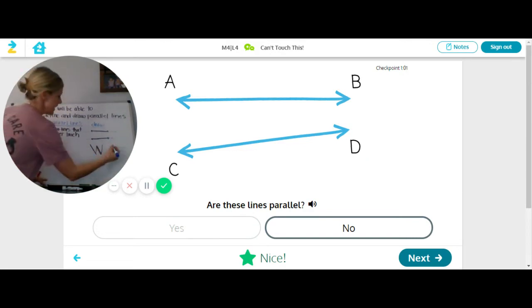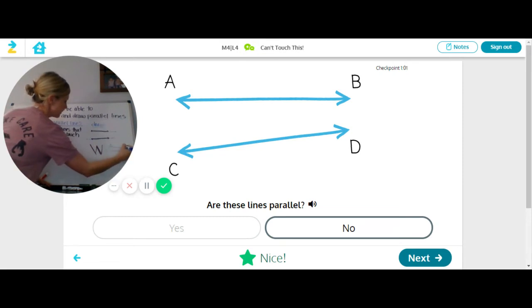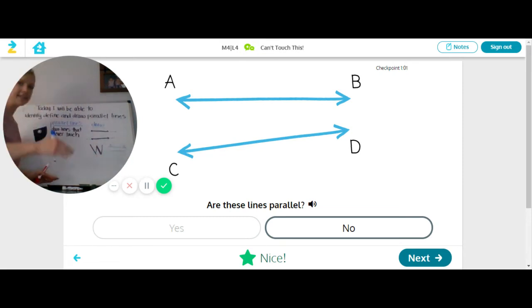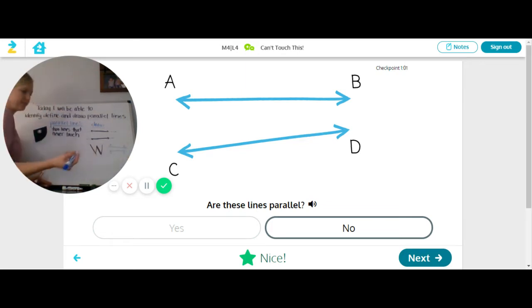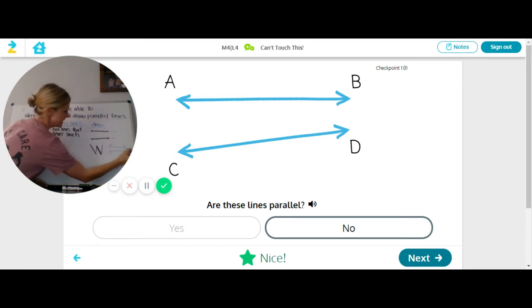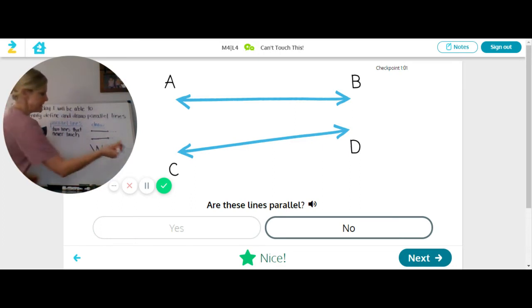I noticed that AB is a straight line, and I noticed that CD is slightly curved, and that D is pointing up. If I were to extend B and extend D, I see that these two lines would intersect or touch, and therefore they are not parallel.